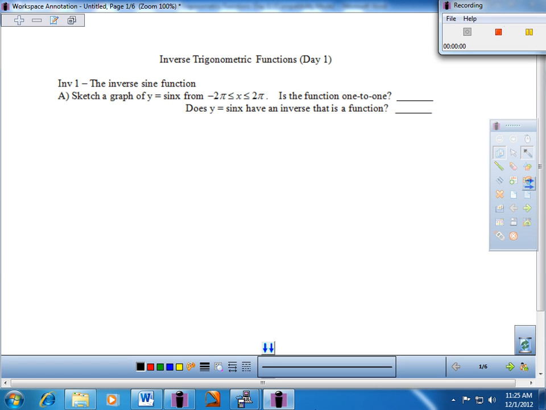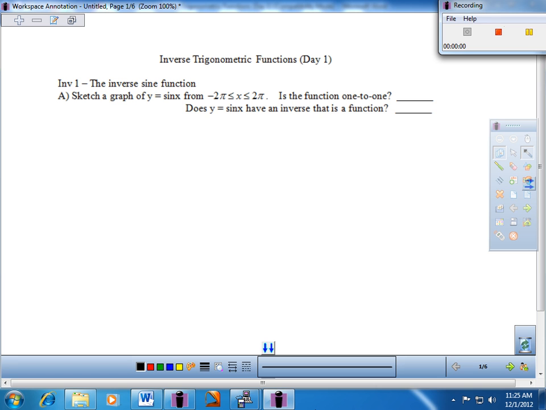So I'm going to do 2 today. I'm going to try to break out the inverse sine function and the inverse cosine function, and then on the day 2 notes worksheet we'll take a look at the inverse tangent function and just do some work with that. So anyway, here's what I have. Investigation number 1, the inverse sine function.